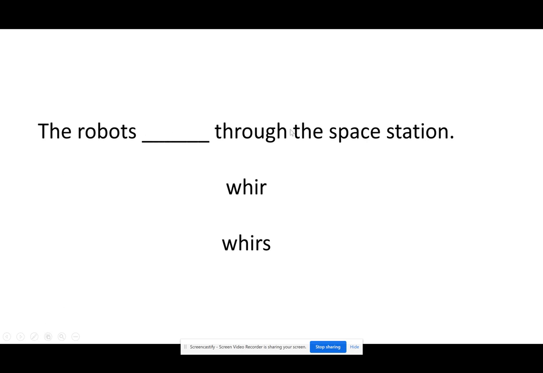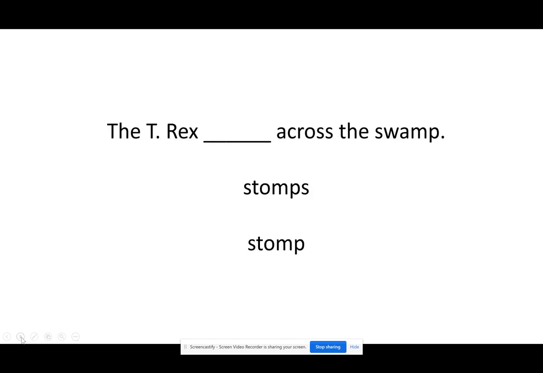The robots blank through the space station. Well, our subject is plural, ends in S, so that tells me that the verb should not end in S. So the robots zoom, meaning they go fast, hum through the space station. The T-Rex blank across the swamp. Well, I have one, it's singular, it's a T-Rex, talking about a kind of dinosaur. And so since it's singular, then my verb has to end in S. The T-Rex stomps across the swamp.